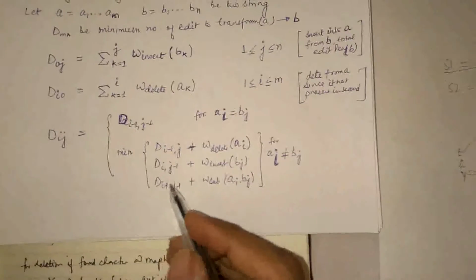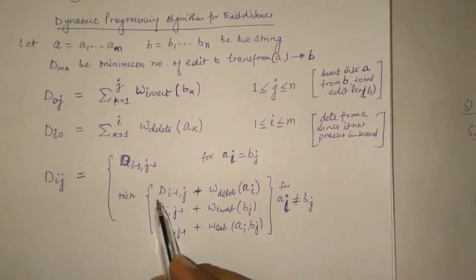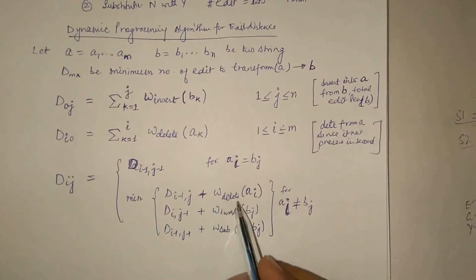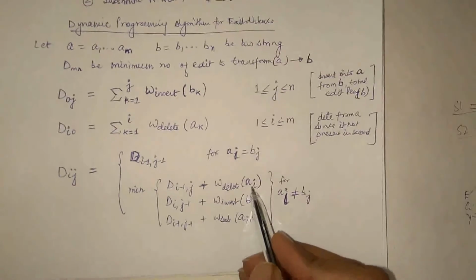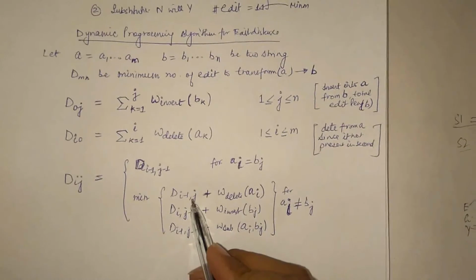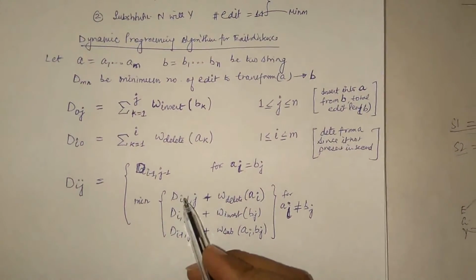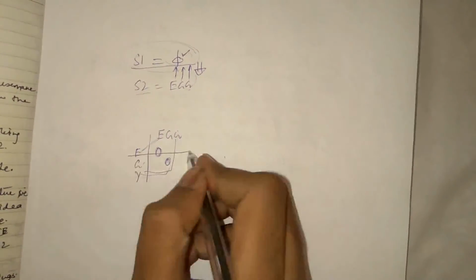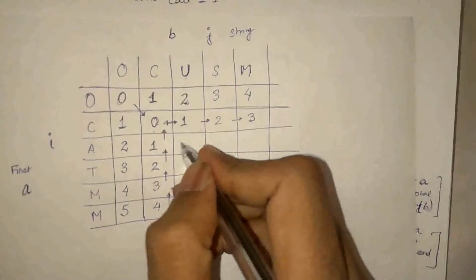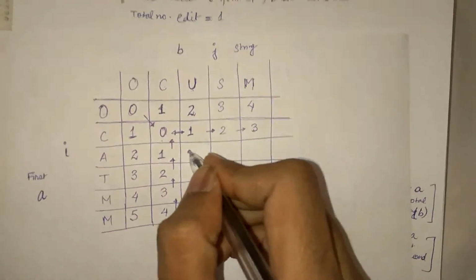Now what is this case? This is if we are going to delete from the first string, and whatever the previous value, the minimum of 3, that is, I'll explain to you. Basically we are here, we need to compute this, right?